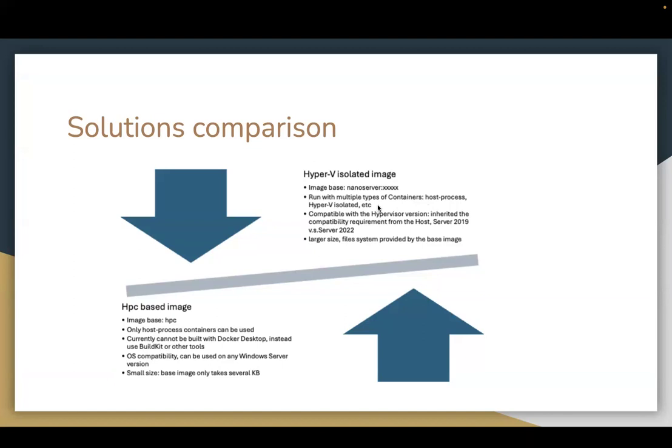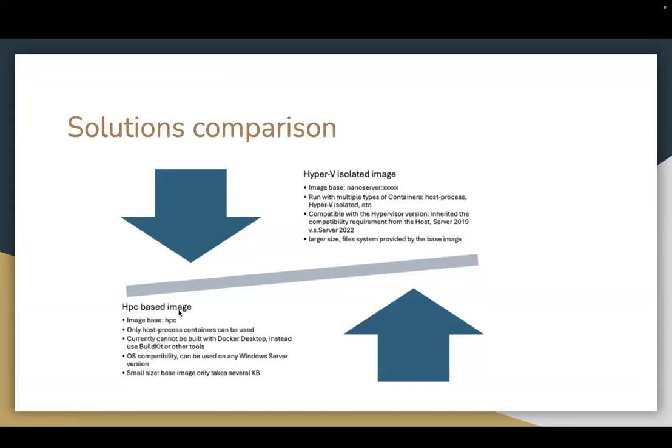For example, we can run docker run for Antrea agents, then Antrea agent processes and Antrea OVS processes can be run on the Windows host without any additional requirements. And the third feature for Hyper-V isolated is that it has compatibility. It is required to be compatible with the Hyper-V version. And the fourth feature is that it provides a larger image size. That is because of the file system provided by the base image.